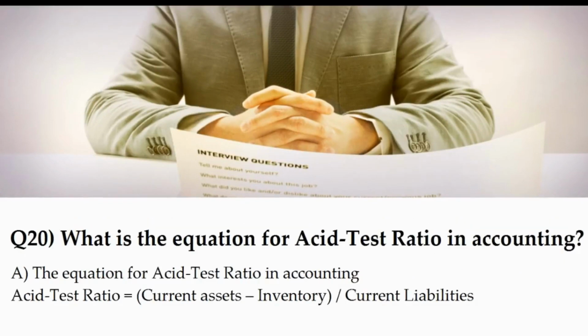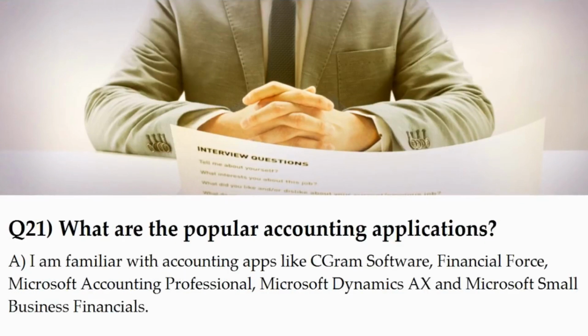20th question is, what is the equation of asset test ratio in accounting? The answer is, asset test ratio is equal to current assets minus inventory, divided by current liabilities.